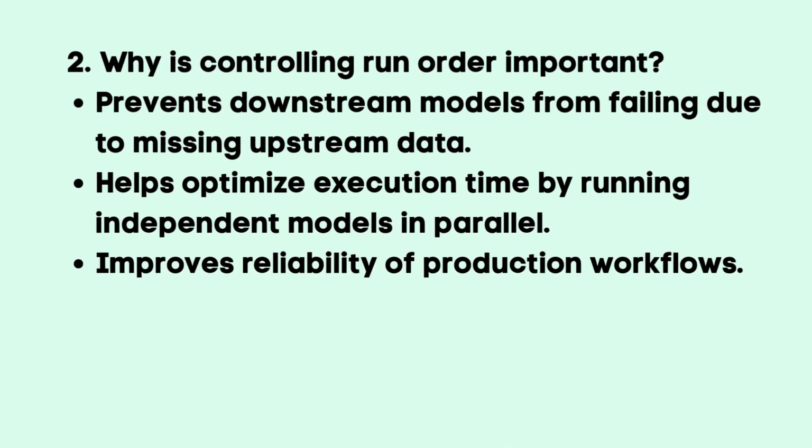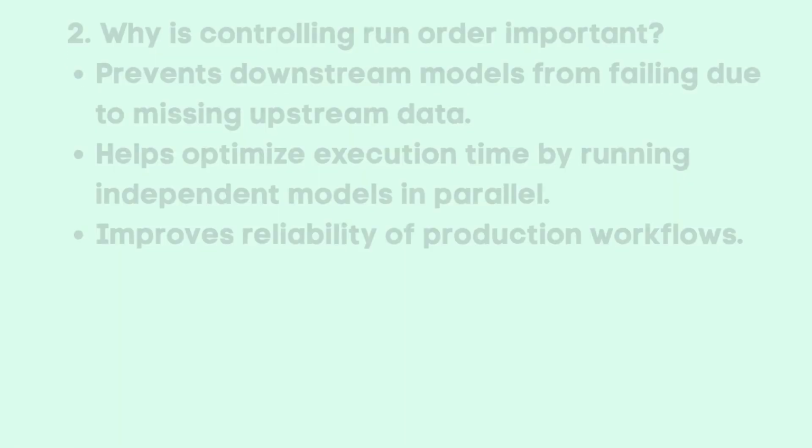Why is controlling run order important? It prevents downstream models from failing due to missing upstream data. It helps optimize execution time by running independent models in parallel. It improves reliability of production workflows.